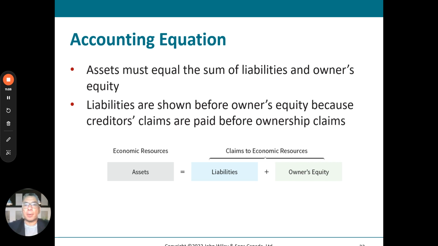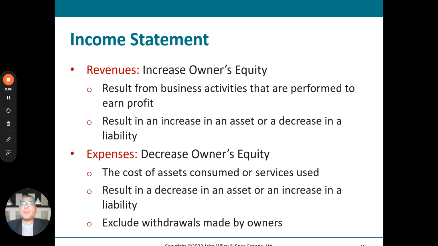Income statement. The income statement consists of two key points. Number 1 is revenues. Revenues increase the owner's equity. It results from any business activities that are performed to earn profit. For example, I'm selling samosas. That makes money in terms of profit. It results in an increase in assets or a decrease in liabilities. If I make a profit, I will increase my asset. If I make a loss, it's the other way around.